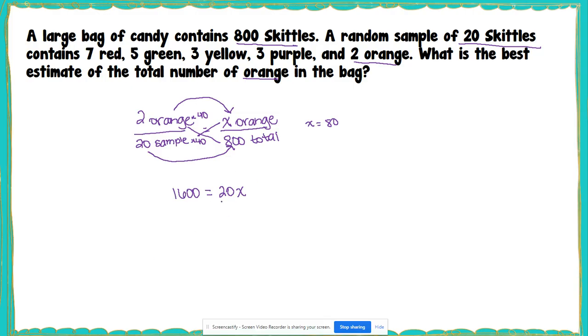To get my variable by itself, I would divide by 20 on both sides. These would cancel and leave me with x equals, and when I do 1,600 divided by 20, I get 80. So for both of these, whichever method you choose, you're going to get 80 as your answer. So we can say there are approximately or about 80 orange in the bag.